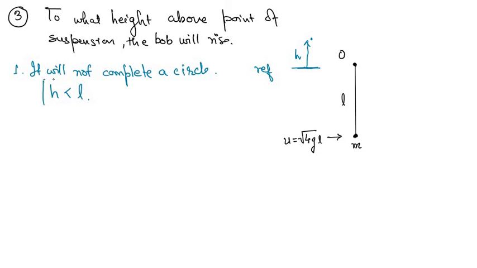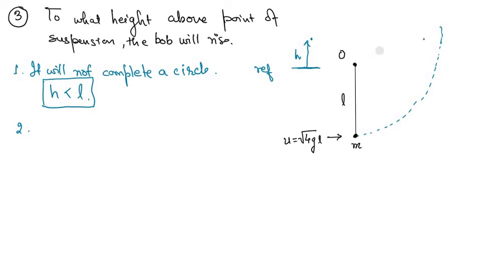The first conclusion is that your answer should be less than L, because your u is less than under root of 4gL, because your initial velocity is less than under root 5gL. So it will not complete a circle. That's why your maximum height should be less than the length of this pendulum, that is L. The first thing. Now the second thing that you see in the motion, let's say that it will go to some point here.